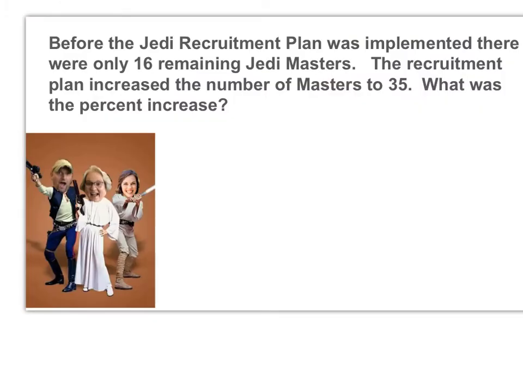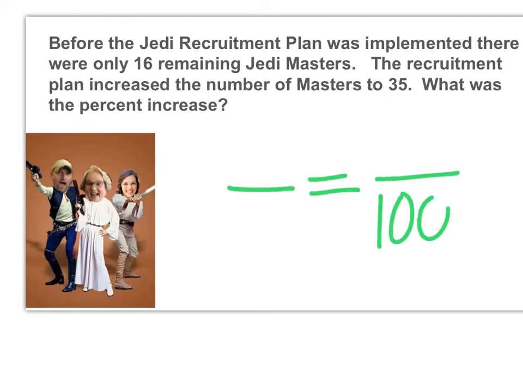Alright, the first problem says, before the Jedi recruitment plan was implemented, there were only 16 remaining Jedi Masters. The recruitment plan increased the number of Masters to 35. What was the percent increase? So again, we're going to set that up as a proportion. It is a percent proportion, so you're going to have the 100 right there. Now, the labels that we need to think about is, the top one was the amount of change. This is a percent change, not a percent error problem.